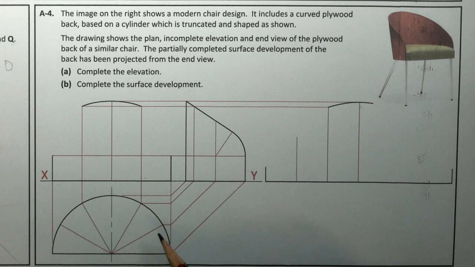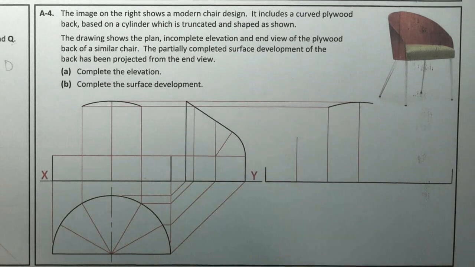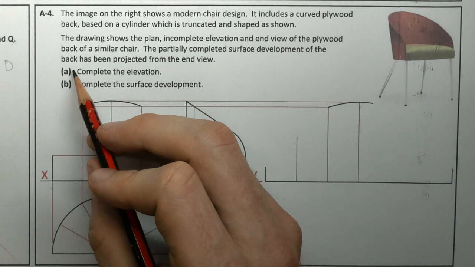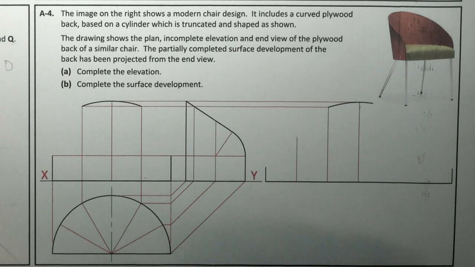So here's our plan view. That's a cylinder shape, so it's a semi-cylinder. Then the elevation, looking in from the side. We have our end elevation. A partially completed surface development of the back has been projected to the end view. So they've even made a start on that for us.